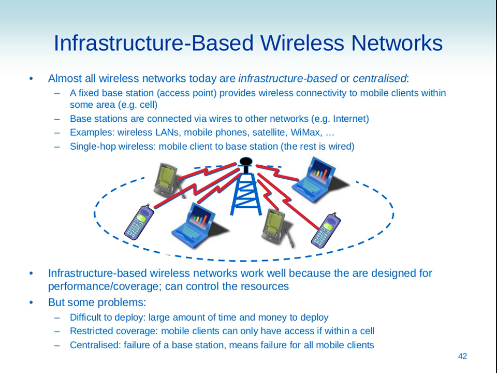The base station is normally fixed. Those access points are connected to the wall, they're not moving. Mobile phone towers are fixed. They're usually connected via wires to other networks. It's usually just a single hop wireless link. The wireless is just from the client device to the access point or base station. These are infrastructure-based wireless networks.